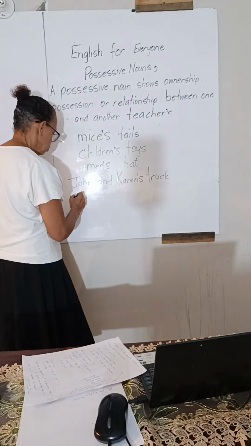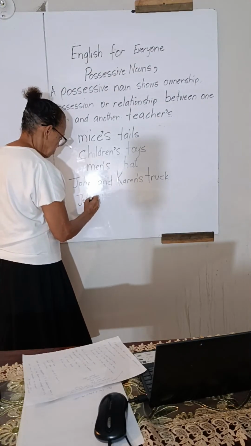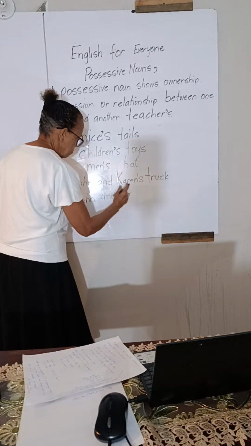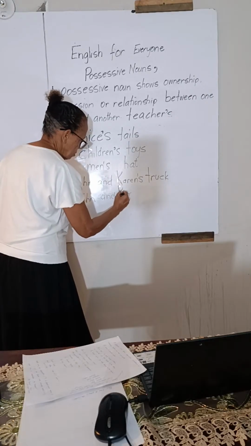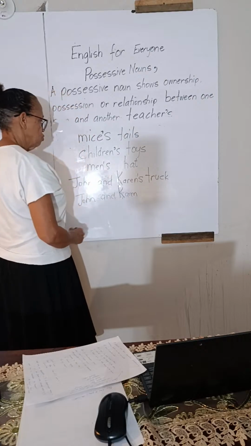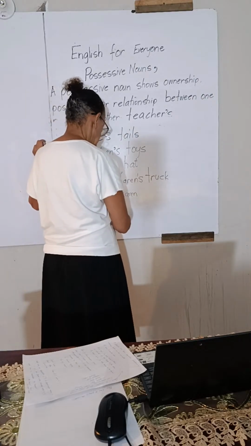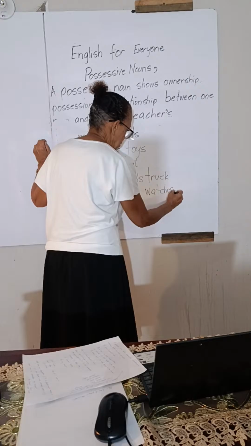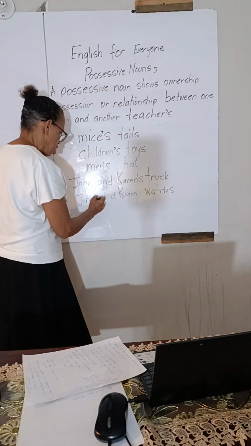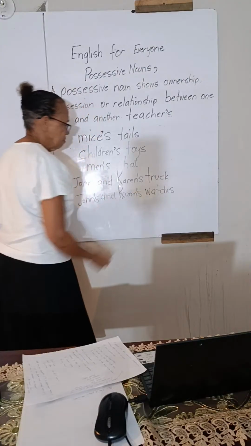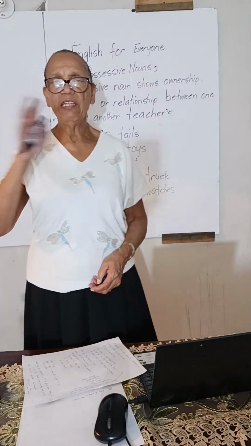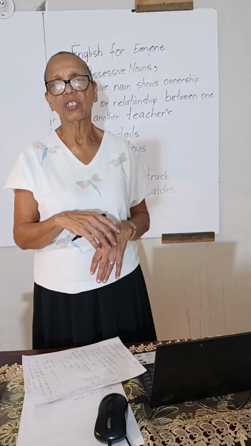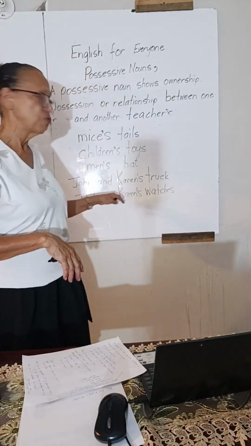But if we say John and Karen's watches, that means that they have separate watches, they belong to them. So you have to say John's and Karen's. You're talking about two, they have individual ones. John has a watch and Karen has a watch. So if they're individual, you have to put the apostrophe on both.